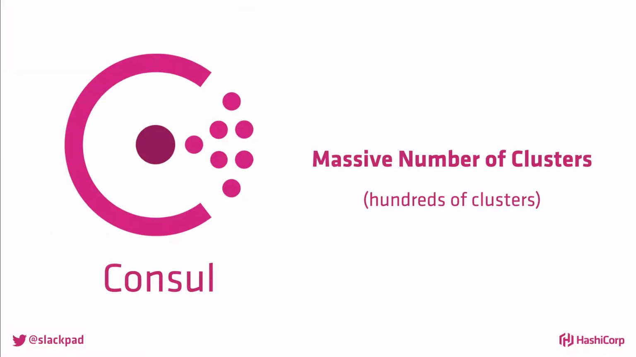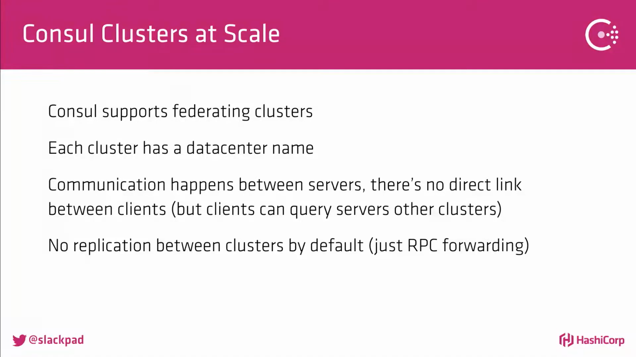So the second category of massive is massive numbers of clusters. And massive here is like hundreds. You probably don't have thousands of clusters, maybe, I don't know, but hundreds is where things get interesting. So how does this work? Consul supports federation. It's been supported for a long time. So it's multi-data center aware. Every cluster, in Consul terminology for configs, is called a data center. So each cluster has a name.